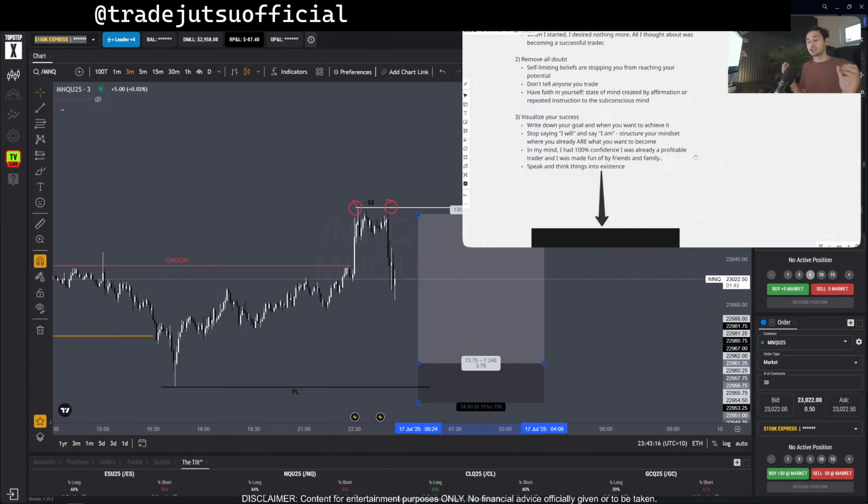And in your mind, structure your thinking where you already are a profitable trader. Almost be cocky. It's usually not a great thing to be cocky, but in this case, almost be a little bit cocky where I am going to do it. You have to be fully convinced and remove all doubt, like just reprogramming your subconscious through this type of thinking, right?